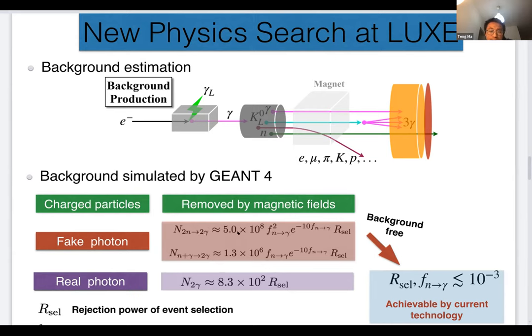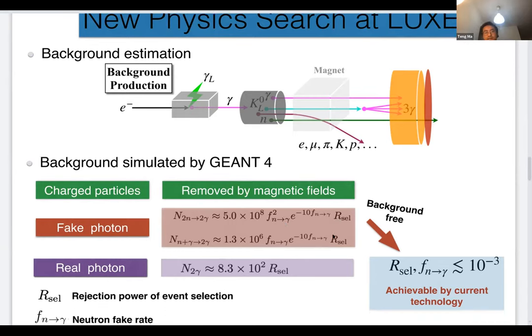We use Geant simulation, and the event number can be expressed in this form for one year of data taking. Here F_n2gamma is the probability to misidentify a neutron as a photon. The R_CL is the rejection power of the detector. The second fake photon background is that one neutron plus one photon is misidentified as two photons, and we get a similar expression. And the dominant background is the real photon background. Its event number can be expressed in this form.